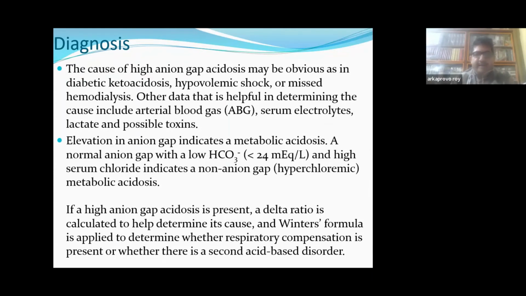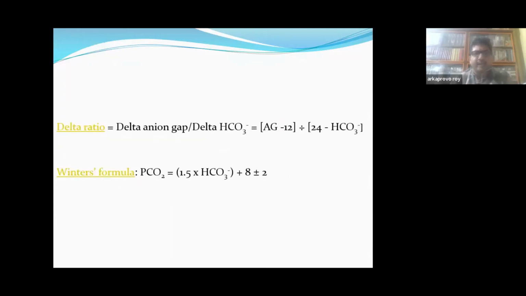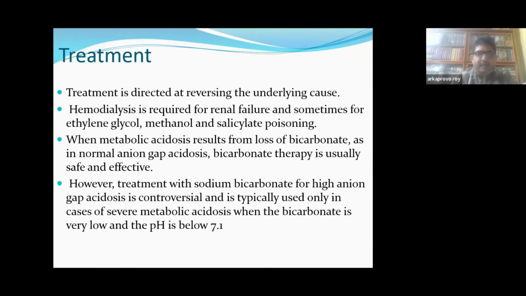If a high anion gap acidosis is present, a delta ratio is calculated to help determine its cause. And there are other formulas also. The delta ratio, that is delta anion gap by delta bicarbonate, is equal to (AG minus 12) divided by (25 minus bicarbonate). And in this formula, PCO2 is equal to 1.5 times HCO3 plus 8, plus or minus 2. So these are the two formulas to calculate the anion gap.